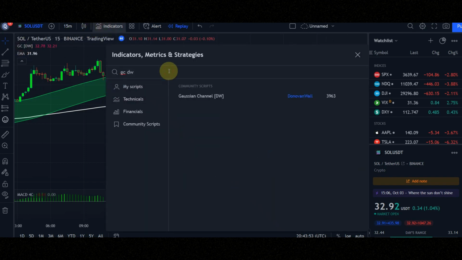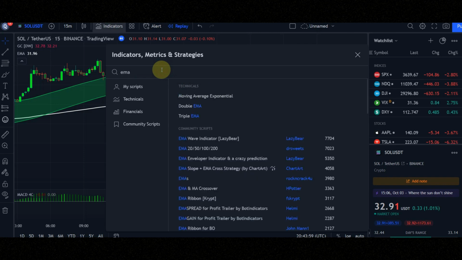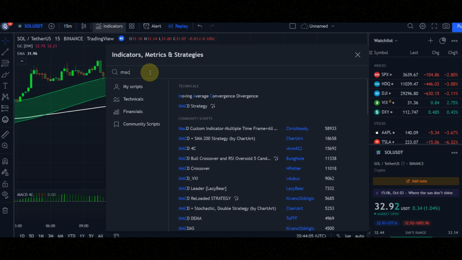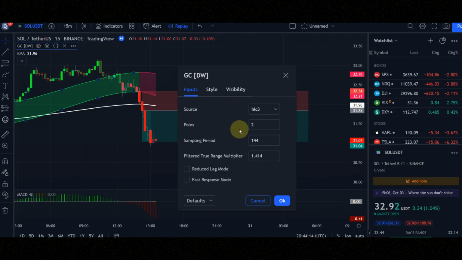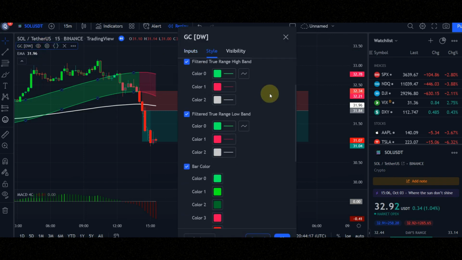First indicator is Gaussian channel. Second indicator is moving average exponential. Third indicator is MACD4C. Pay attention that the settings of the indicators should be exactly like mine. Do not use this strategy in range market.